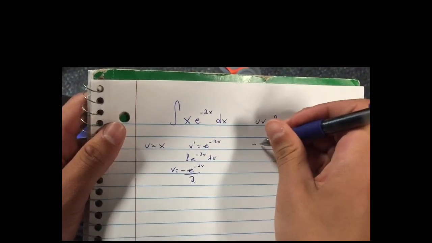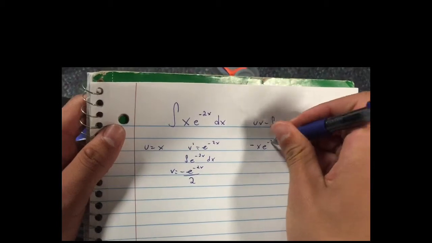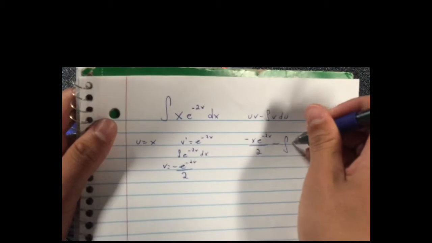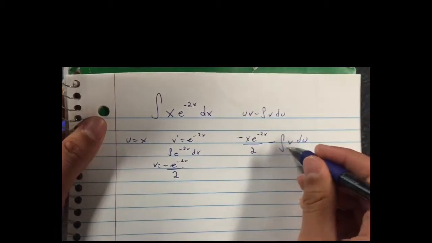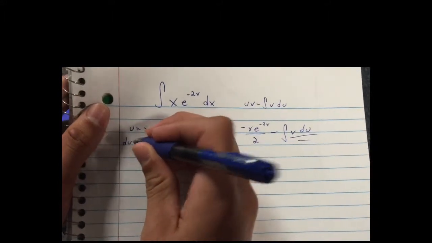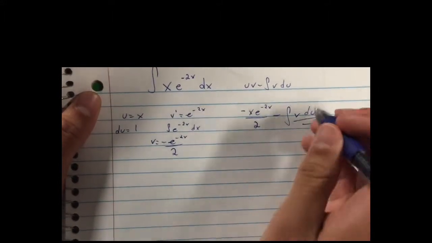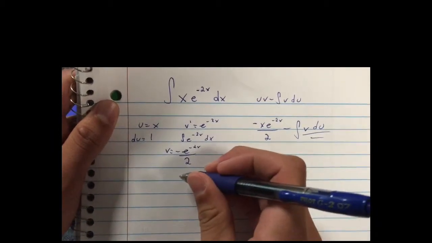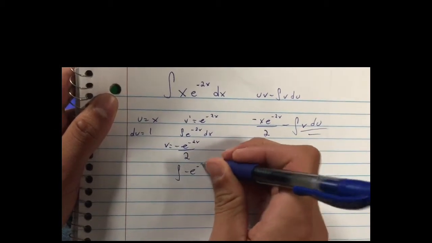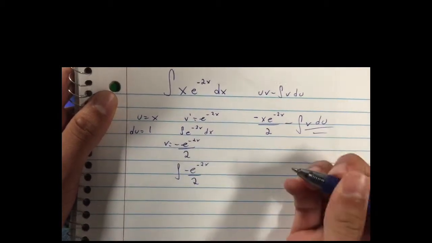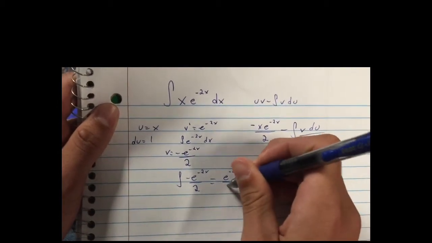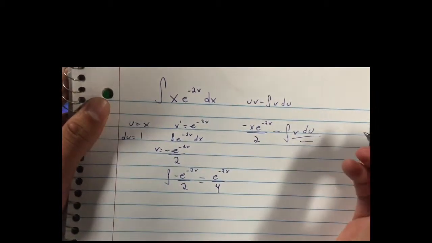So that would be negative x e to the negative 2x over 2 minus the integral of v du. So we still have to find these two. So the derivative of u would just be 1. It's an easy one. And we have to integrate v again. So we did it the first time, we should do the same thing over again. So the integral of negative e to the negative 2x over 2 would just be e to the negative 2x over 4. And now you just plug it in, you'll get your answer.